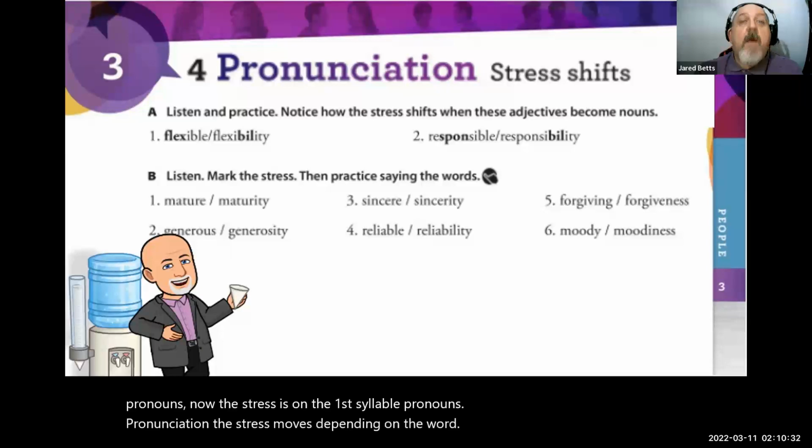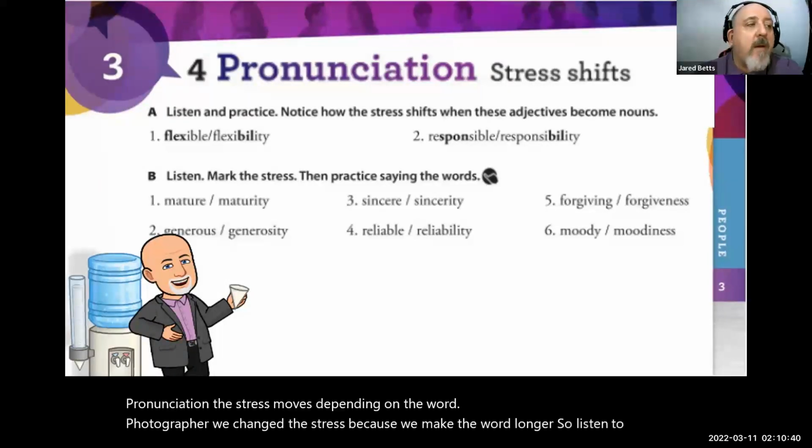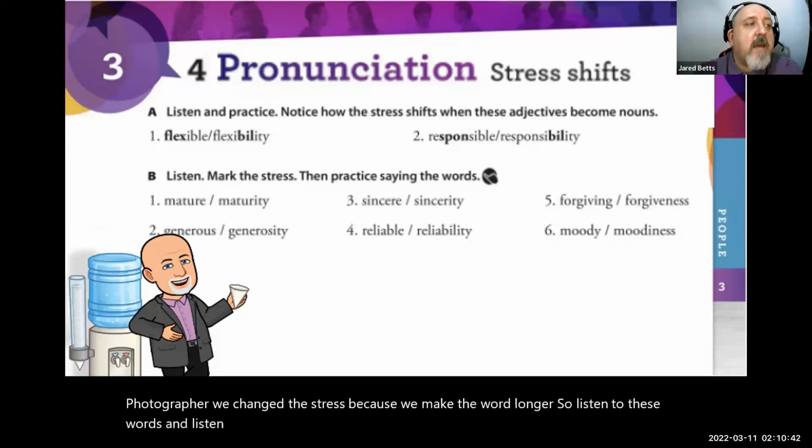Photograph. Photographer. We change the stress because we make the word longer. So listen to these words and listen to how the stress gets changed.